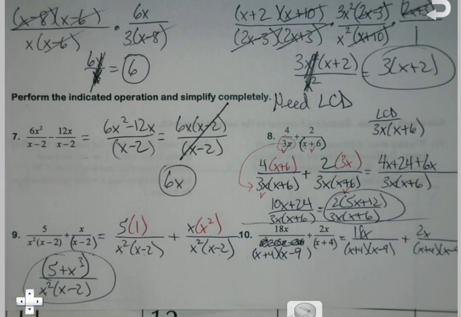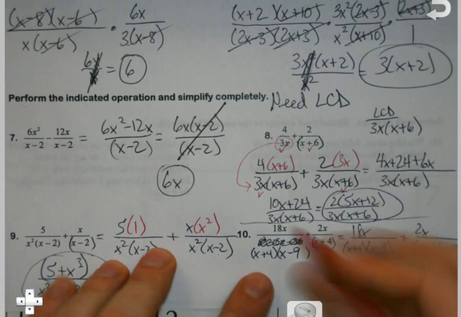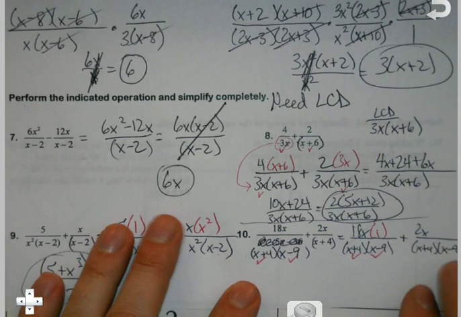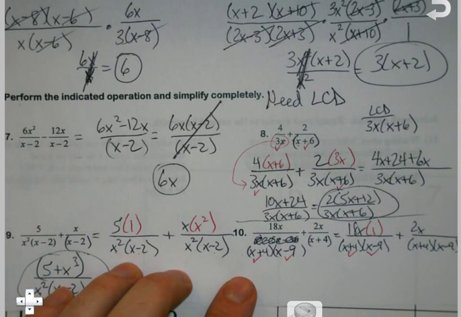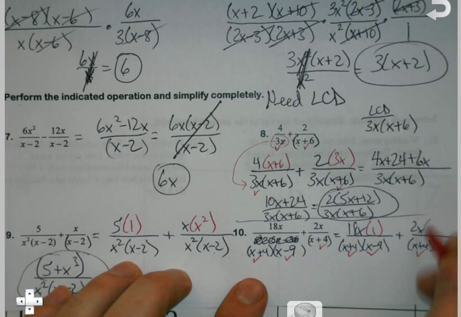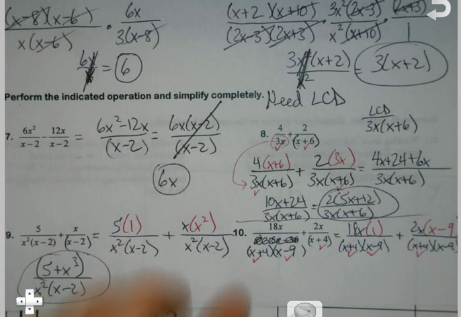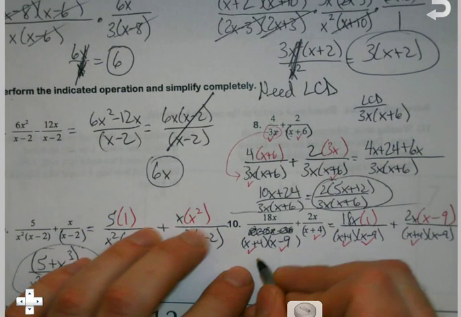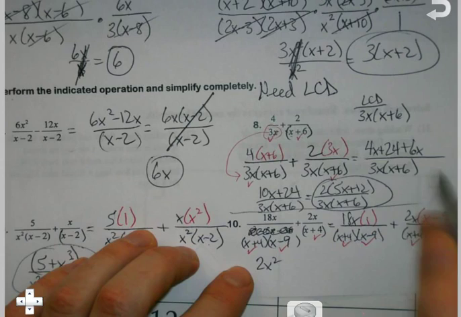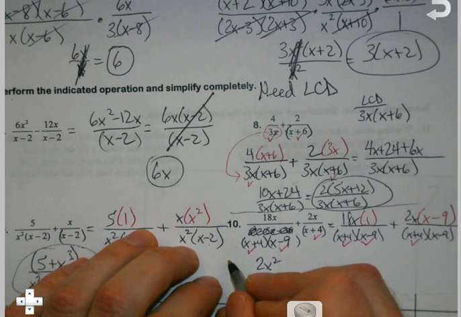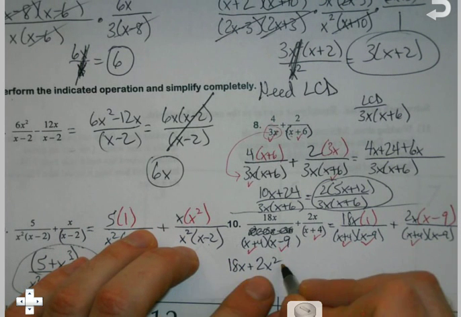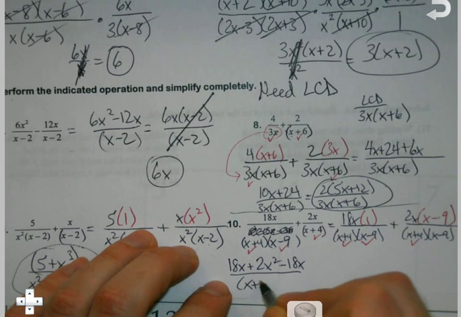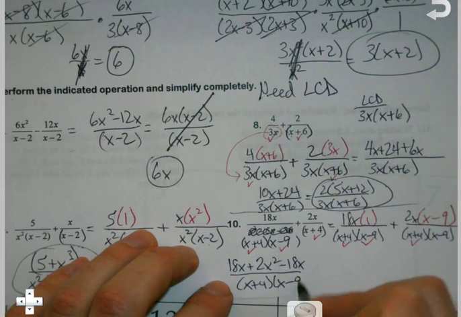Do not stop. You are a fraction builder. Got the x plus 4, got the x minus 9. I don't need anything. I'll just use the 1 because I want to write something. Got the x plus 4, need the x minus 9. And we go into simplify mode. 2x squared, oops, I forgot the 18x, plus 2x squared minus 18x over all this good stuff.